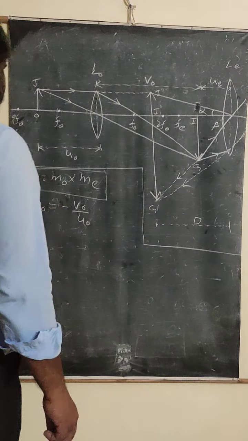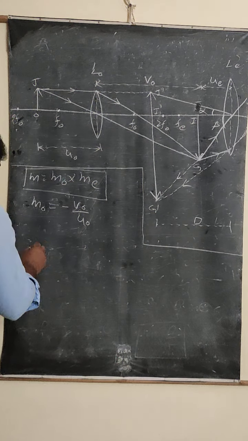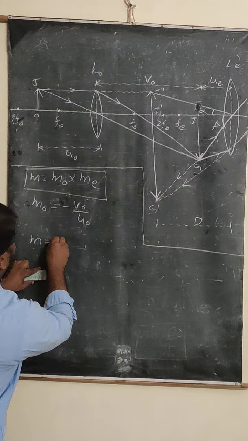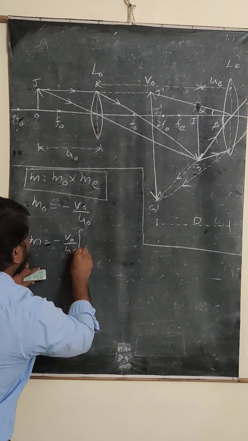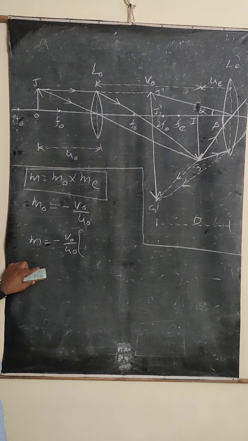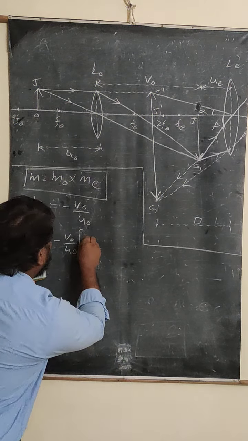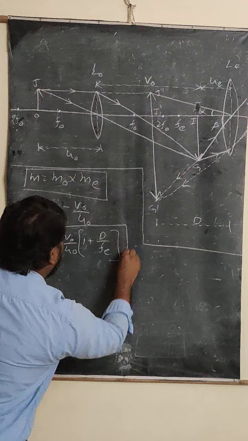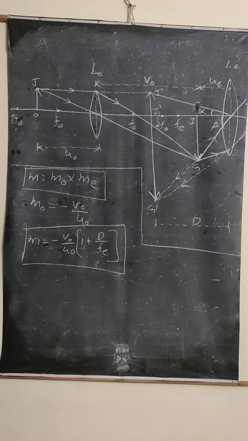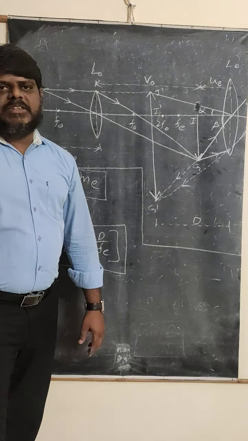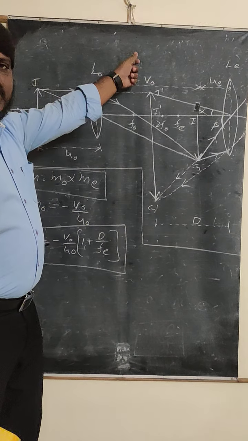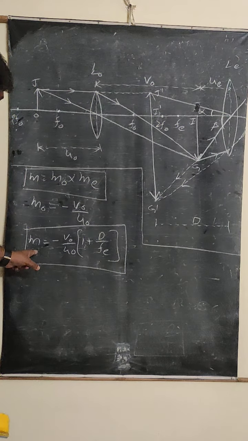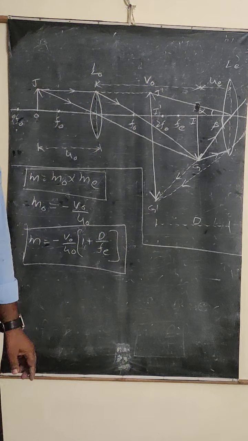So at the near point, the magnification M is equal to M0 into ME. M0 you can write as minus V0 by U0, into ME. ME means the eyepiece, and for the near point adjustment the formula is 1 plus D by FE. This is the formula to find the magnification of the compound microscope at near point adjustment. Near point adjustment means that by using the rack and pinion screw, we keep the image between FE and C. So M is equal to minus V0 by U0 into 1 plus D by FE.